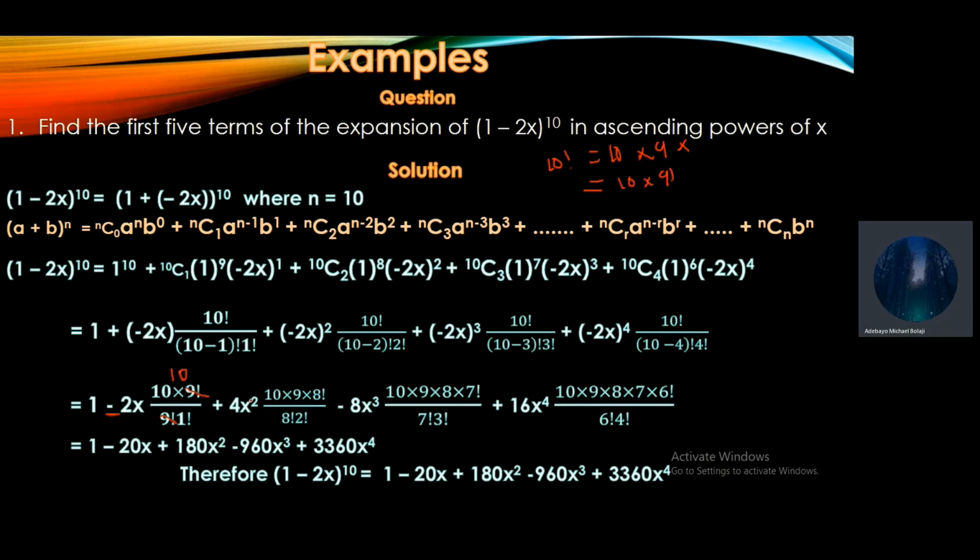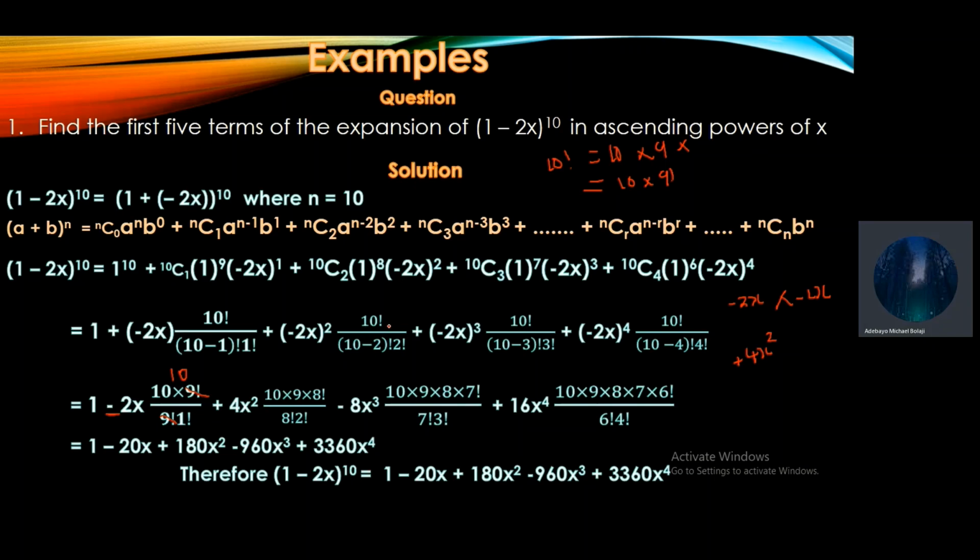Do you understand? Now, for minus 2x raised to the power of 2, minus 2x raised to the power of 2 will give us 4x squared. Why is it giving us 4x squared? It will be minus 2x times minus 2x. So minus minus will give us plus. 2 times 2 will give us 4. x times x will give us x squared. And that's why we have plus 4x squared here.